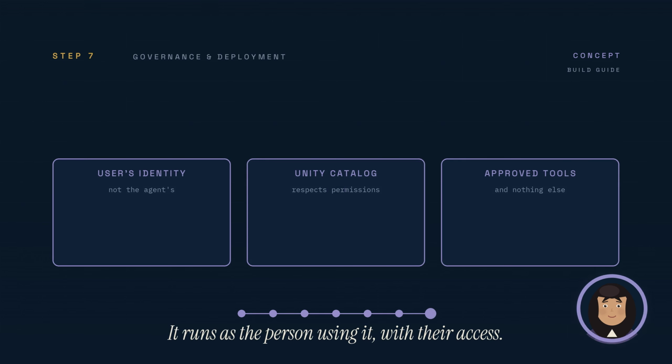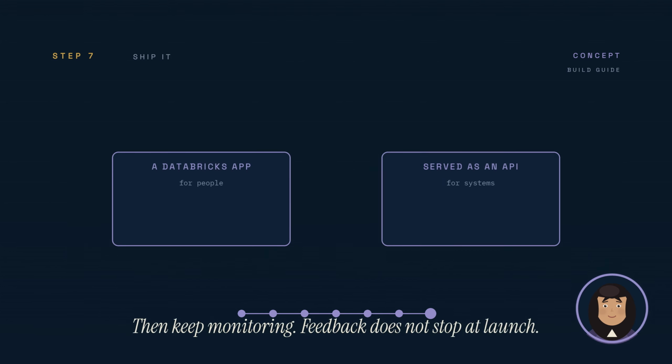The seventh step is governance and deployment. The agent should use the user's identity, respect Unity Catalog permissions, and expose only approved tools. Once it performs reliably, it can be deployed through a Databricks application or served as an API, with monitoring and feedback continuing after release. Here is the key lesson.